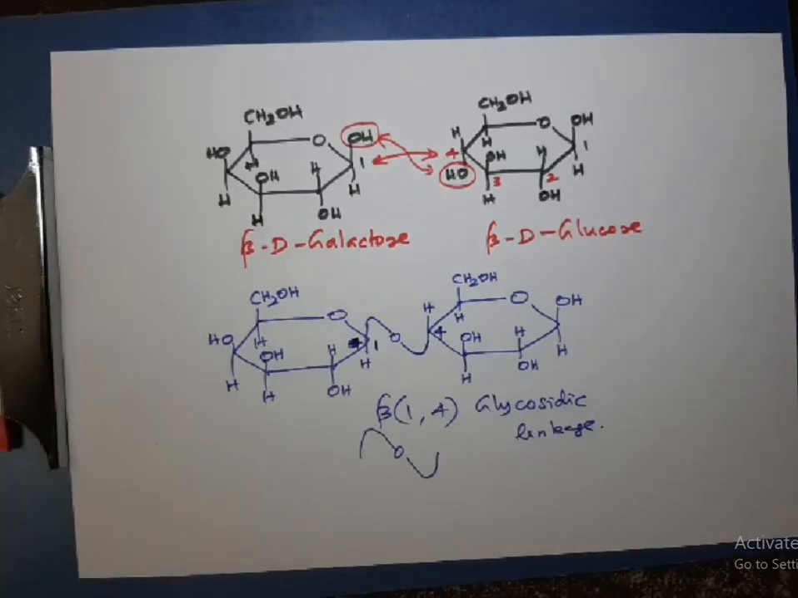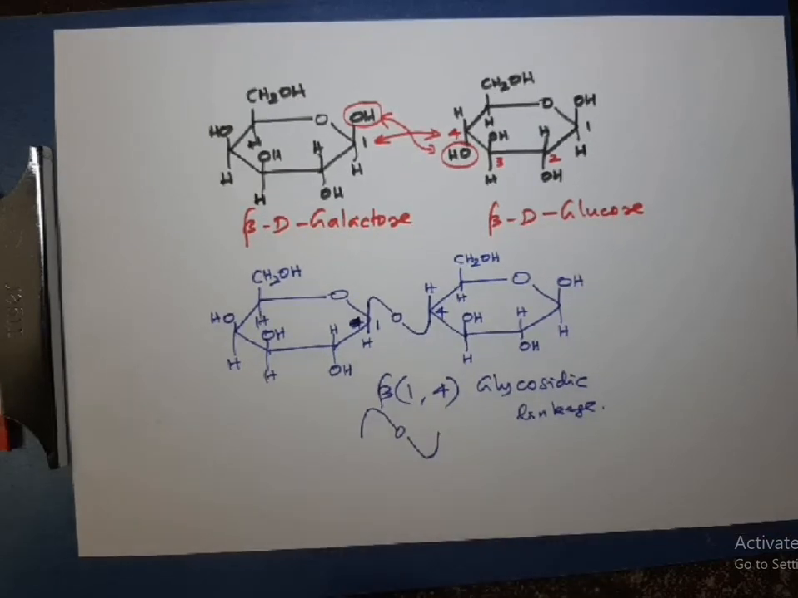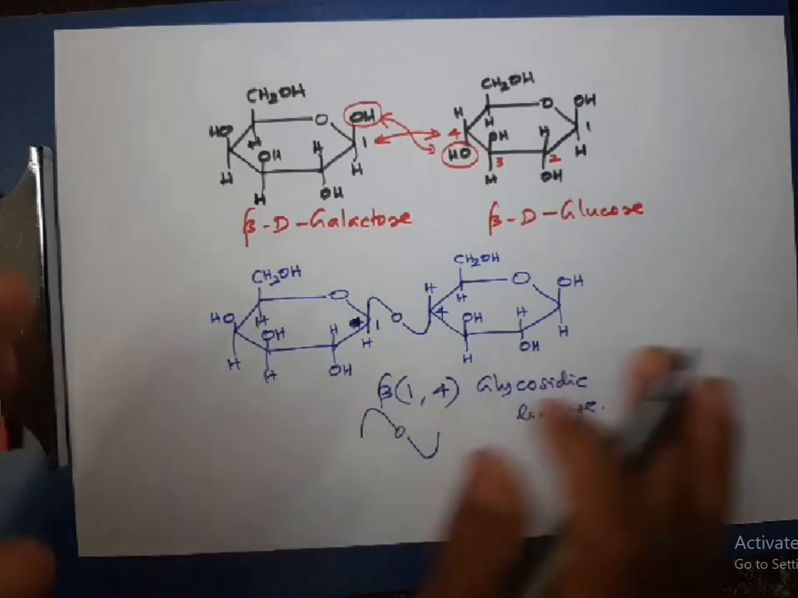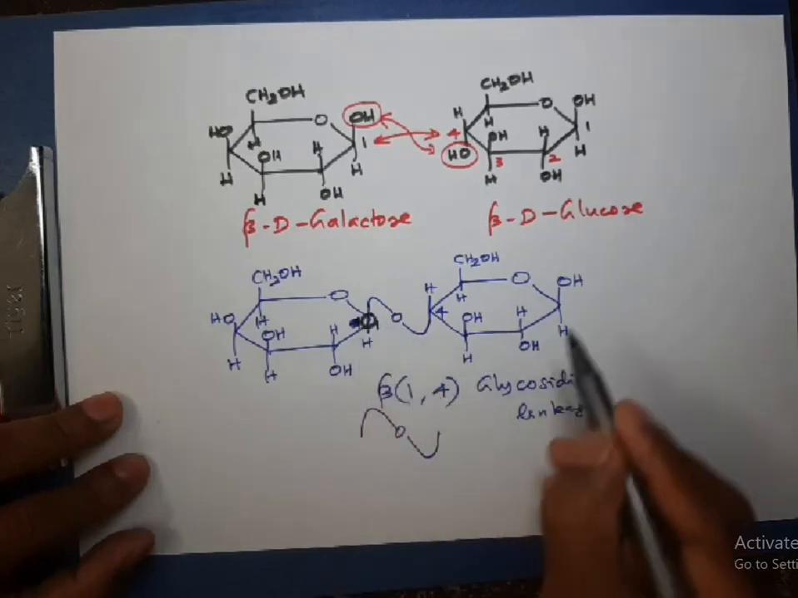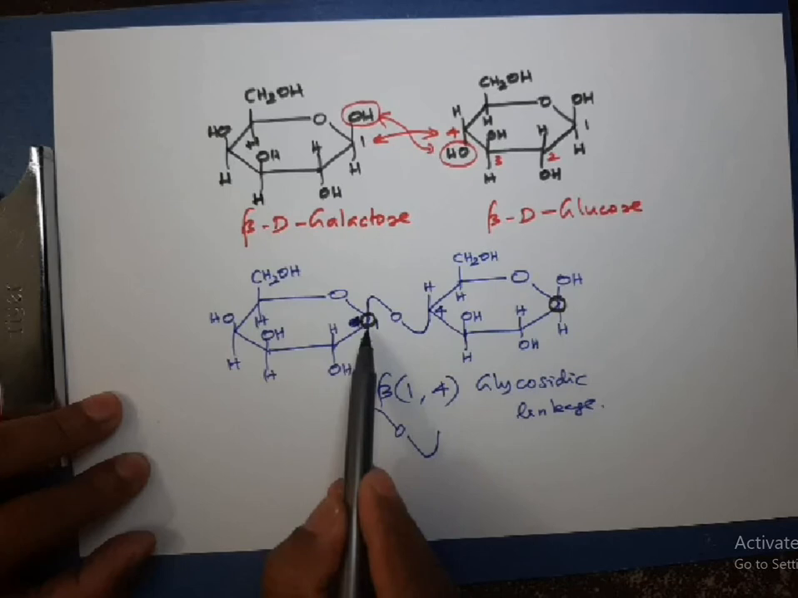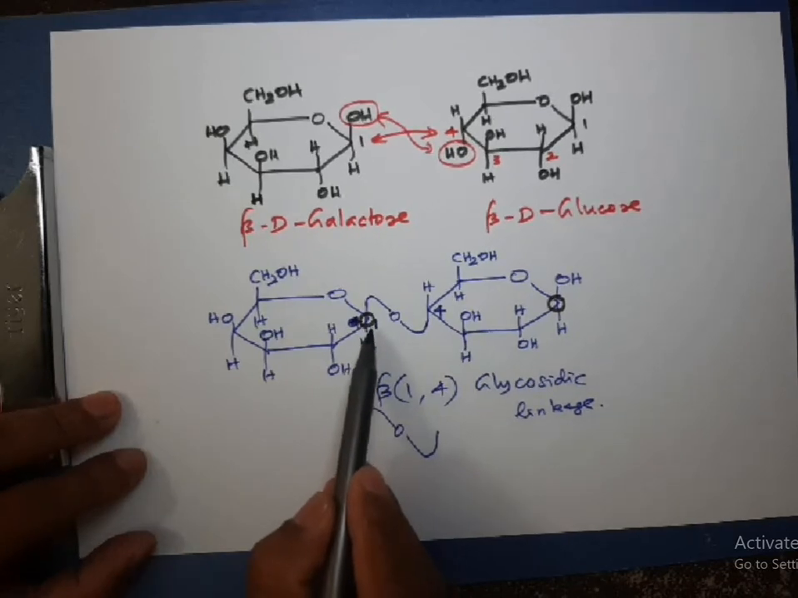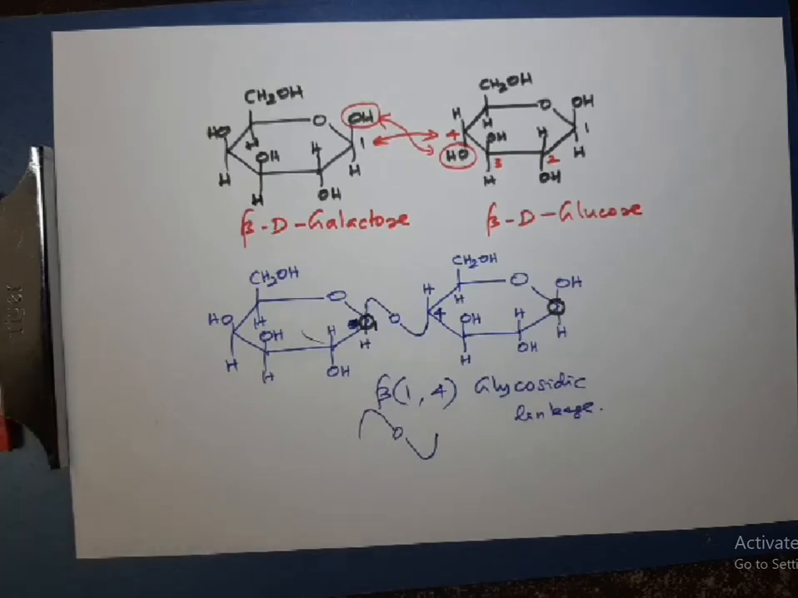Beta 1, 4 glycosidic linkage. Okay, this is lactose. Now, once you finish the structure, immediately you have to look upon the anomeric carbon. Students, see this anomeric carbon. Is there any OH group available in the galactose unit in carbon 1? No, sir. No OH group.